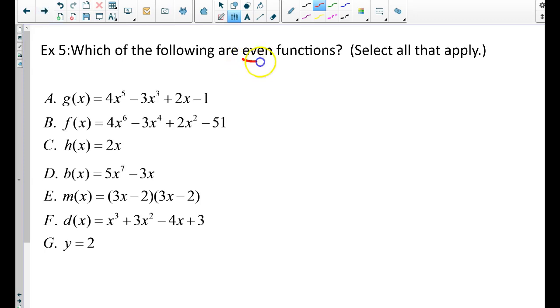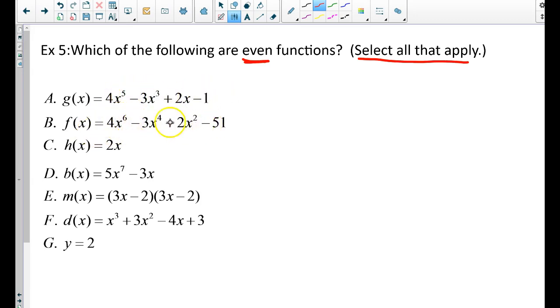Which of the following are even functions? There could be several, not just one choice. So I'm putting it on hold. You do the same and try. This function is neither, right? Because you have odd and even.